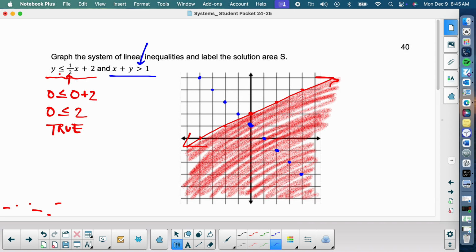Okay, so I've got my dotted lines. Now I'm gonna shade. And this is false. So I need to shade the half that 0, 0 is not on, the other half. Okay, so that means it's gonna be over here.